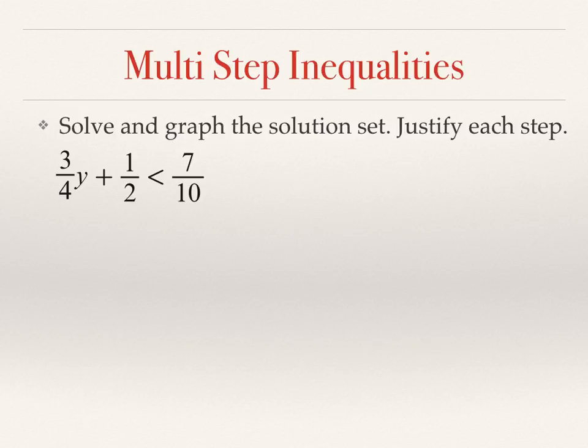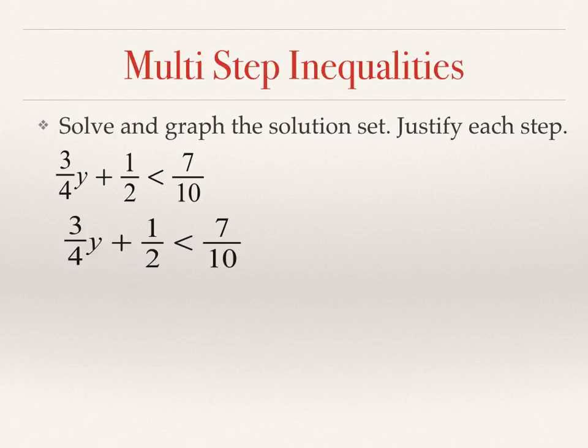Okay, here's an inequality involving fractions. 3/4 of some number, y, when I add a half to it, will be less than 7/10. So one thing I can tell just from the way the inequality reads right at the outset is y is going to be a small number. In order to take 3/4 of it and then add a half and still be less than 7/10, I'm expecting some fractional value for y, like y is less than some fractional value.